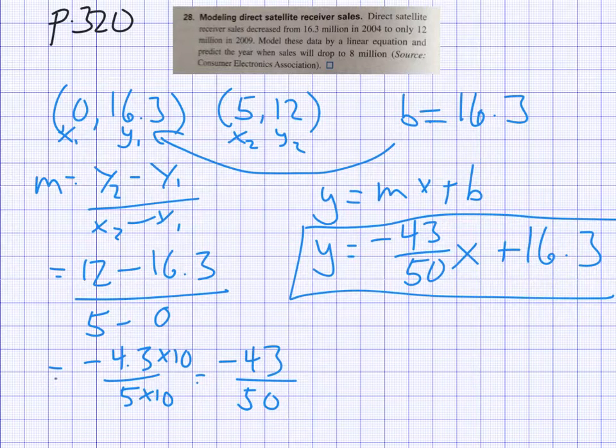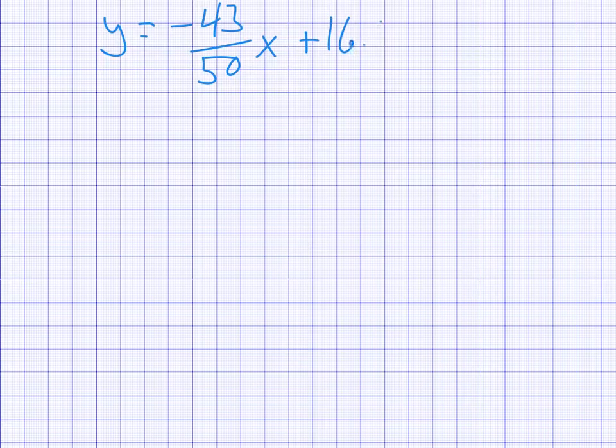Now what we're going to do is we want to predict the year when sales will drop to 8 million. Let me get back to our equation real quick. Okay, predict the year when sales drop to 8 million. You have to keep in mind what your variables stand for to answer questions like this. x is the number of years after the year 2004, in fact, right? And y is going to stand for the number of sales in millions. So when they ask us to predict the year, they're clearly asking us for an x value. And it's very important that you identify that before you start doing the second part of the problem.